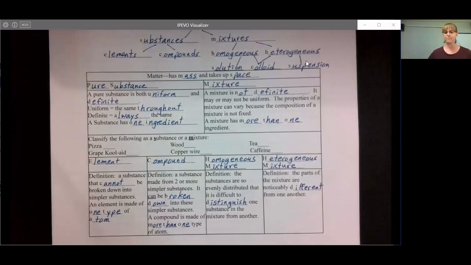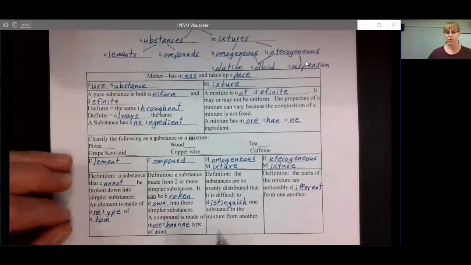So, for example, is each of these items a substance or a mixture? Pause your video, take just a minute, and figure out whether each one is a substance or a mixture.